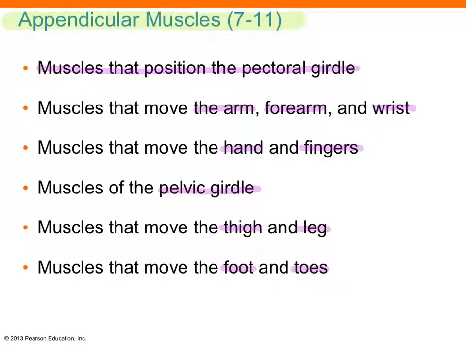Now we're moving on to the appendicular muscles. The appendicular muscles have 6 major areas. The muscles that position the pectoral girdle, the chest area, the muscles that move the arm, forearm, and wrist, the muscles that move the hand and fingers, the muscles that move the pelvic girdle, the muscles that move the thigh and leg, and the muscles that move the foot and toes.